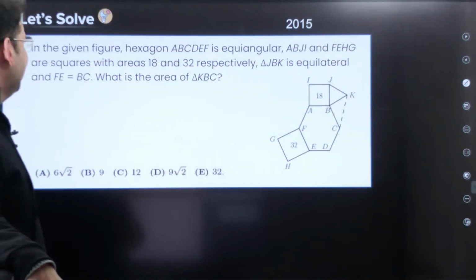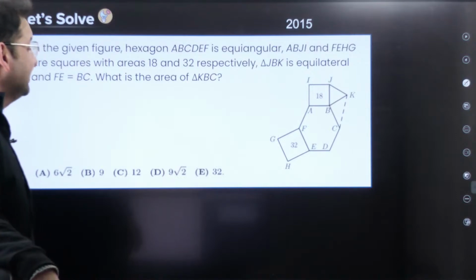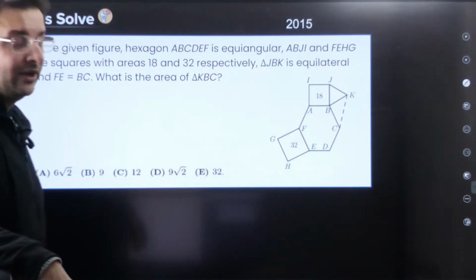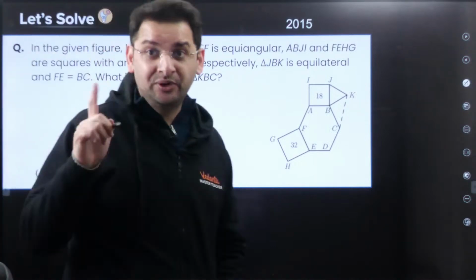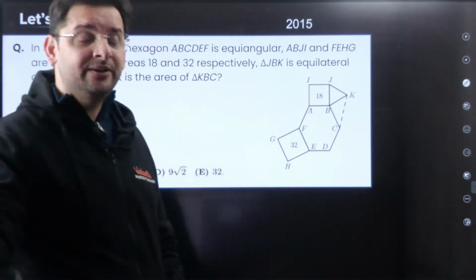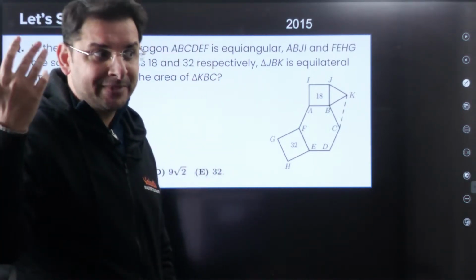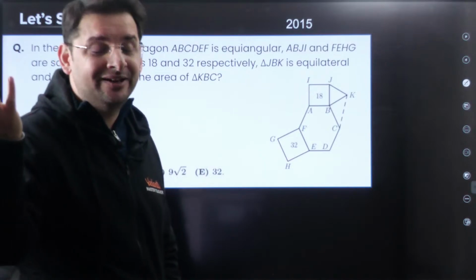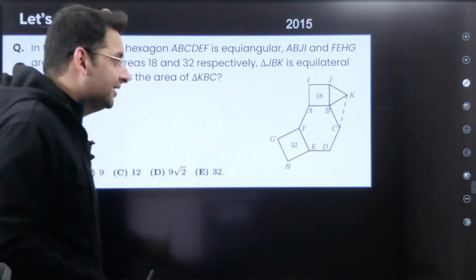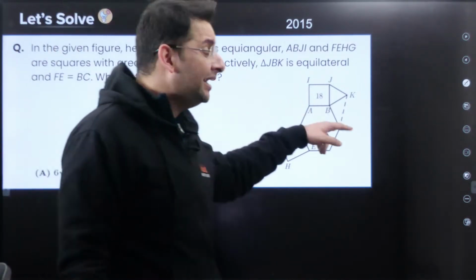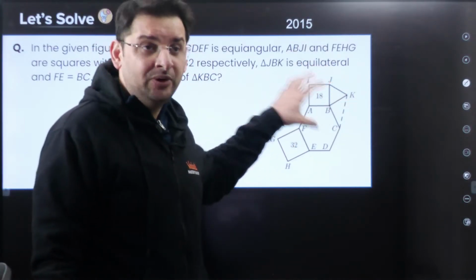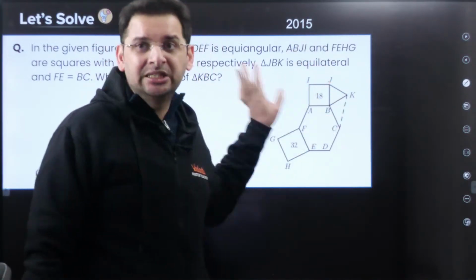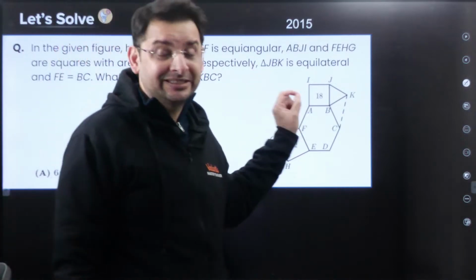In the given figure, hexagon ABCDEF is equiangular. So we are given a hexagon ABCDEF which is equiangular. Now guys, there is a difference between equiangular and regular hexagon. If it is equiangular, it may not be regular. Regular means all the sides are equal. Equiangular means all the angles are equal. All angles are 120 degrees, but the sides may not be equal.